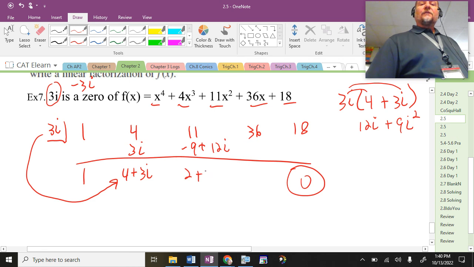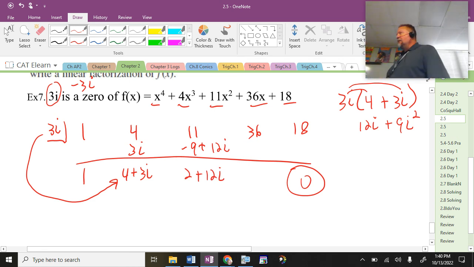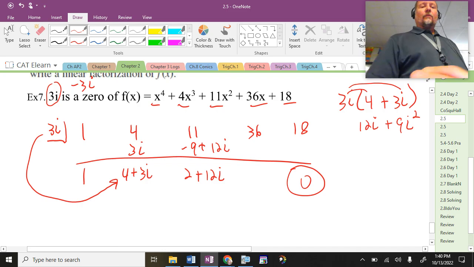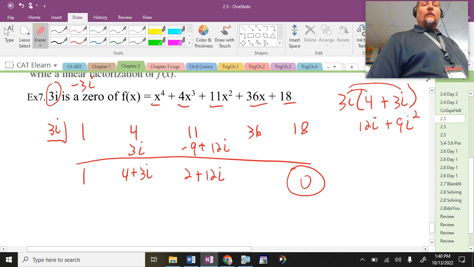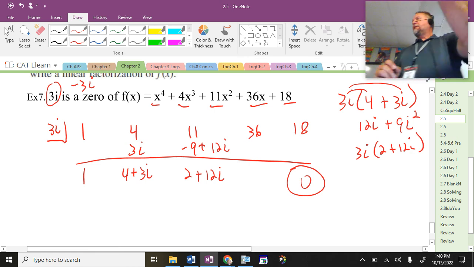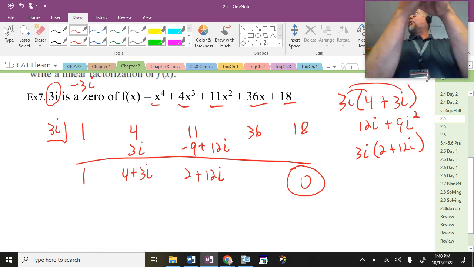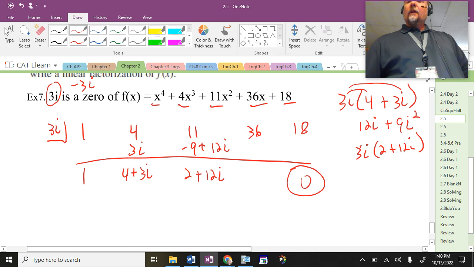Don't have a conniption fit yet. It does take some time. Wait till you see the next step, though. I'm going to get rid of this because this is in the way. All right, and then take 3i times 2 plus 12i. This is why this is CAT. We extend things that you may have known from Math 3. And if you came from Math 2, you got to get on board on this right away. All right, and you will. It's not really that hard. You just got to remember these steps.